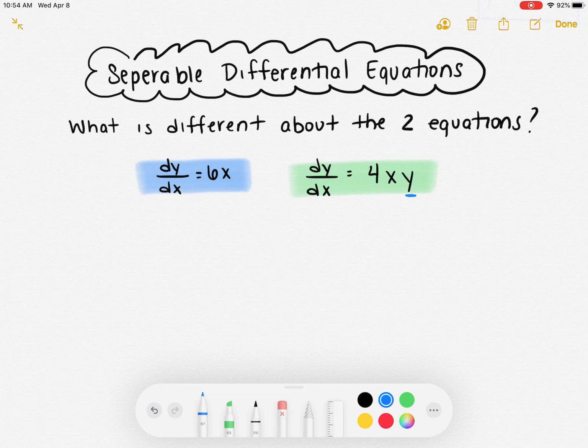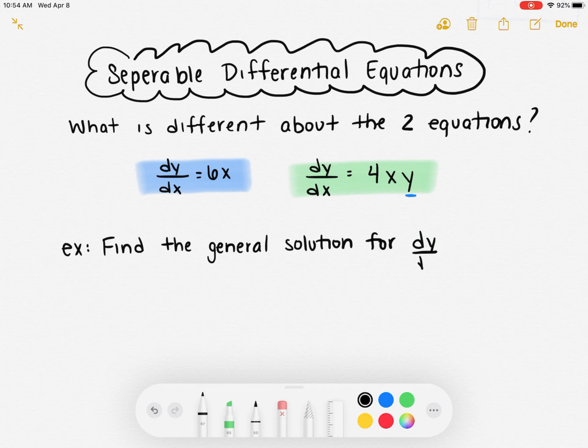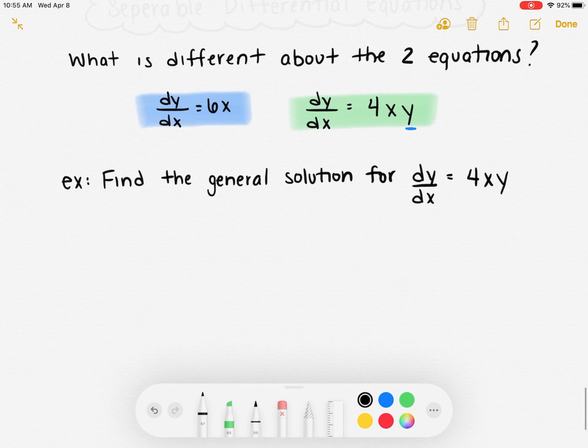We're going to need all the y's on one side and all the x's on the other side so that we can find the solution to this differential equation, so that we can find the antiderivative. So if I was going to find the general solution, for example, find the general solution for dy dx equals 4xy. I can do that.